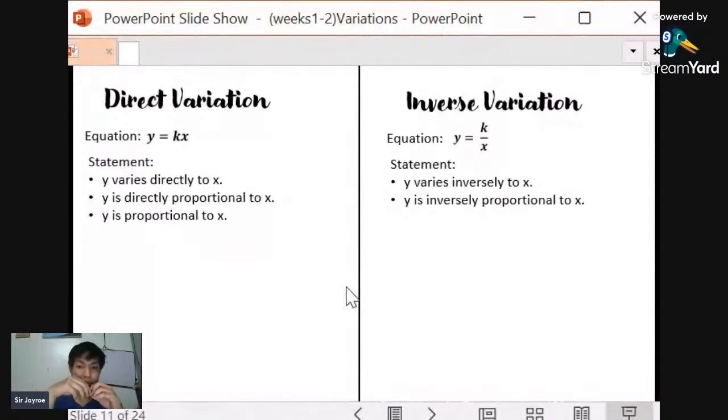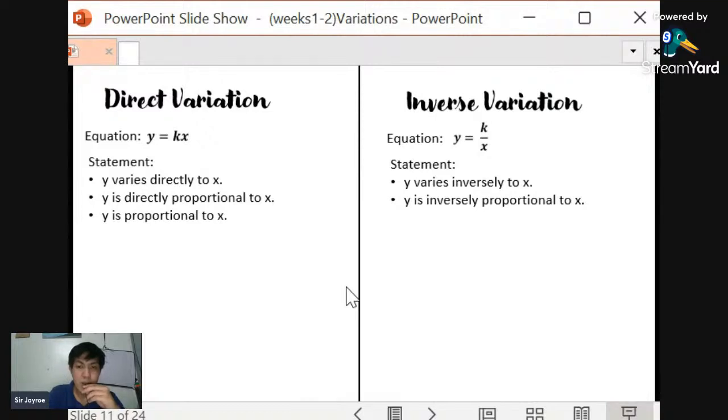Okay? So depende. So choppy ba? Hello? So tell me if okay na, no? Yes, hello? Inverse variation? Okay, so I will continue, okay?